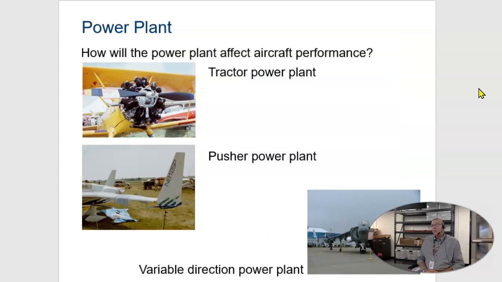Let's talk about these power plants. You have the tractor, which is what you think about with a normal aircraft where the engine's in the front, and you have a pusher where the engine is behind. The big advantage of a pusher engine is the wings have less turbulence because the force is behind the wing. With the tractor close to the fuselage, you get disturbances and turbulence along the wing, so it reduces the lift close to the body.